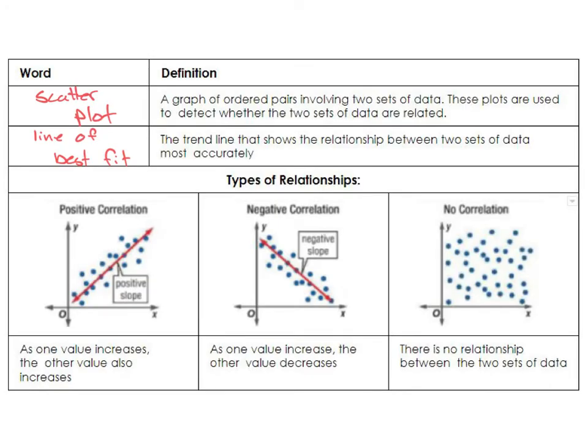Before we get started, let's take a look at some definitions. A scatter plot is a graph of ordered pairs involving two sets of data. These plots are used to detect whether the two sets of data are related. We also have what is called the line of best fit. This is going to be the trend line that shows the relationship between two sets of data most accurately.